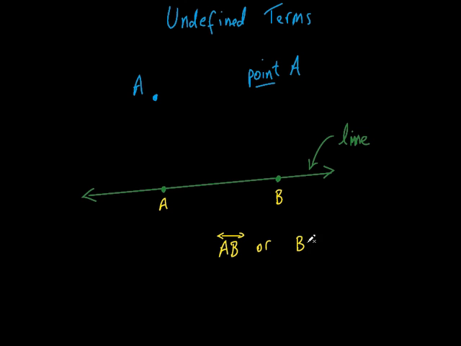So we could call this line BA. It's the exact same line. It's no different. This and this are the exact same thing. It's just how we name it. This is line AB, or you could name it line BA. And there's really nothing else you can name that line the way it's labeled right now. Just call it AB, line AB, or line BA.